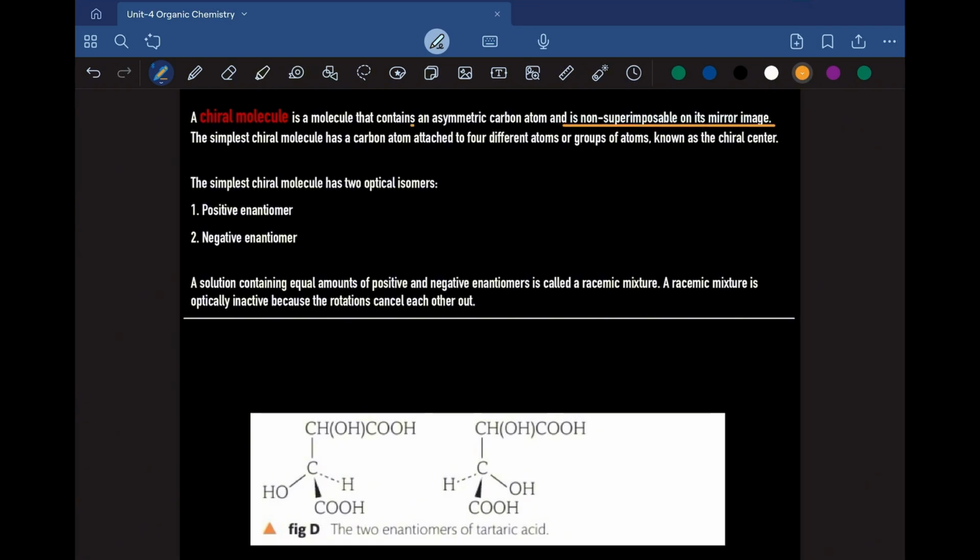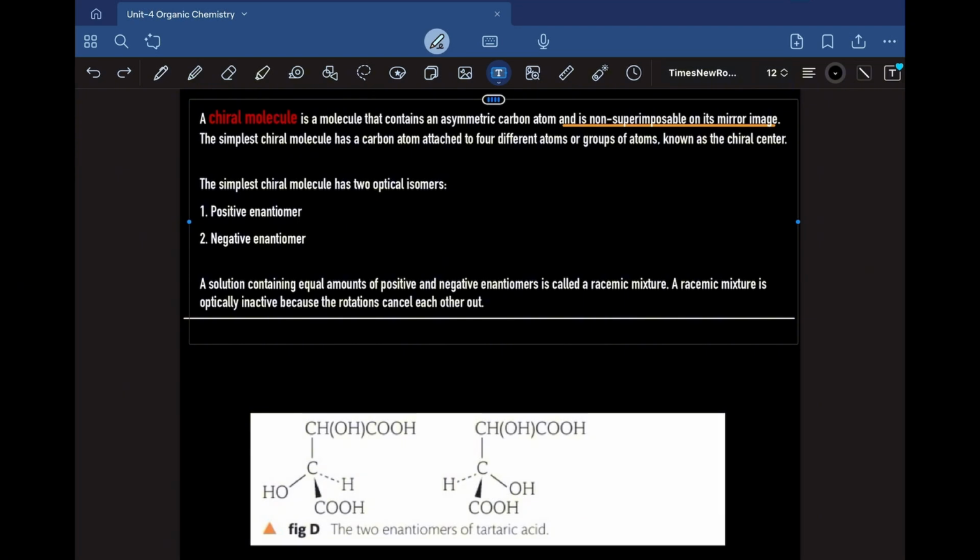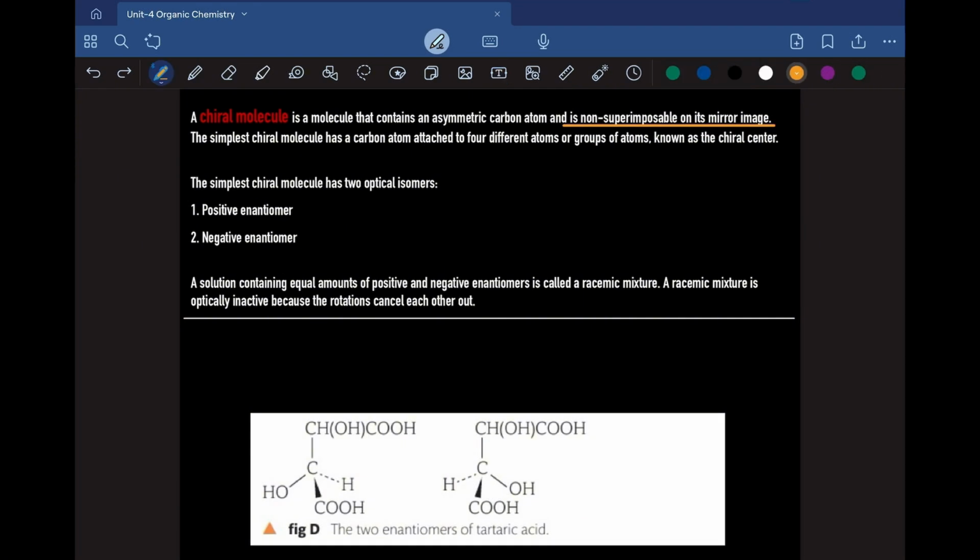And an asymmetric carbon atom. An asymmetric carbon atom means that each and every carbon atom will be attached to four different atoms or groups of atoms. Let's say this carbon atom is attached to four different atoms or groups of atoms. None of them matches with the other one. So this is why it is a chiral molecule or an asymmetric carbon atom.